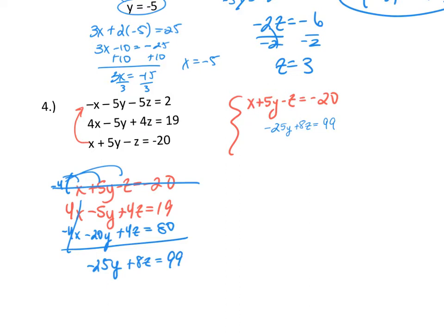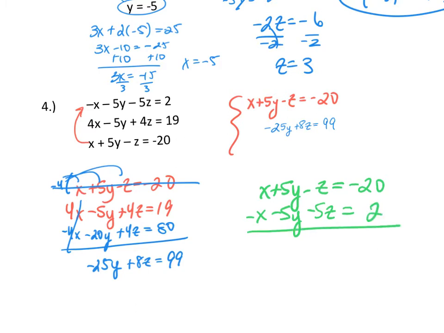All right, so I have my first equation as x, y, z. Then I have my second equation as y, z. What should my last equation be? Z. So I'm going to take the first one that I started off with, which was x plus 5y minus z equals negative 20, and I'm going to combine it with which one? Negative x minus 5y minus 5z equals 2.